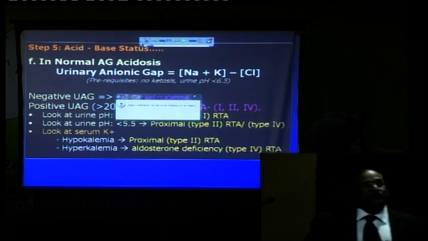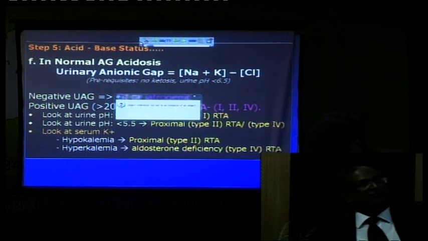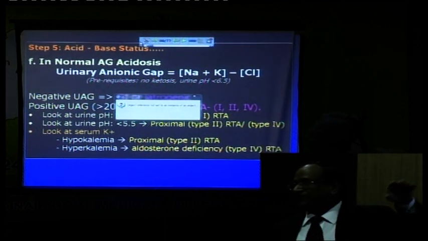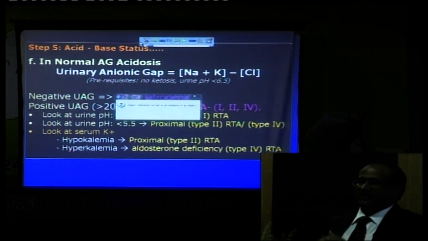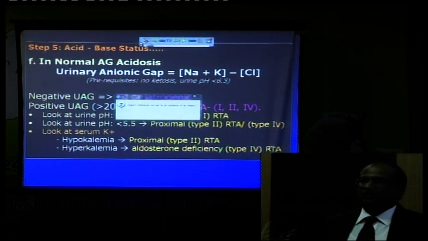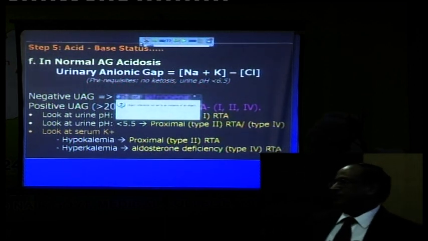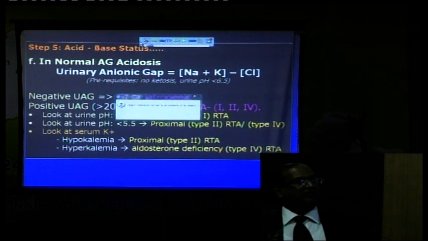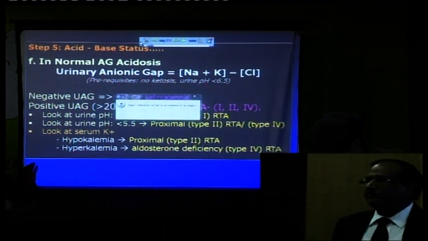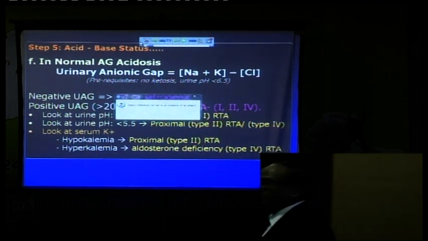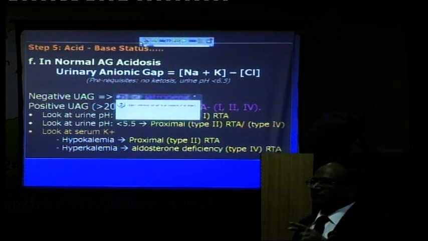Now when you do this, you can get a positive or negative urinary anion gap. So urinary sodium plus urinary potassium minus urinary chloride is either a positive figure, like 15, 20, or minus 10, minus 20. If it is a minus figure, the cause is GI, a fistula somewhere inside. And if it's positive, it's renal tubular acidosis. And if you have renal tubular acidosis, look at the urine pH. A urine pH more than 6 means type 1 RTA. Urine pH less than 5.5 can be type 2 or type 4.